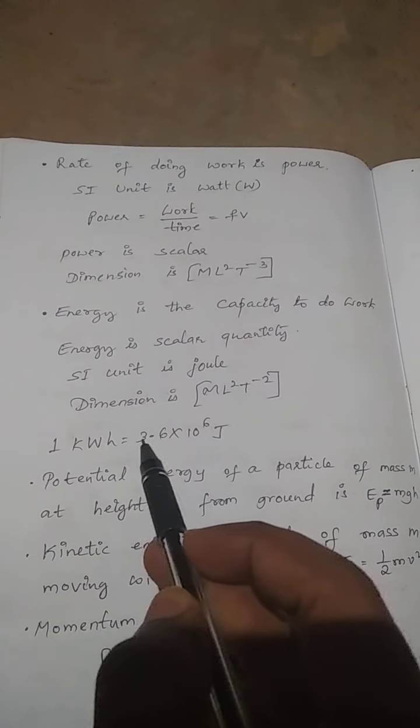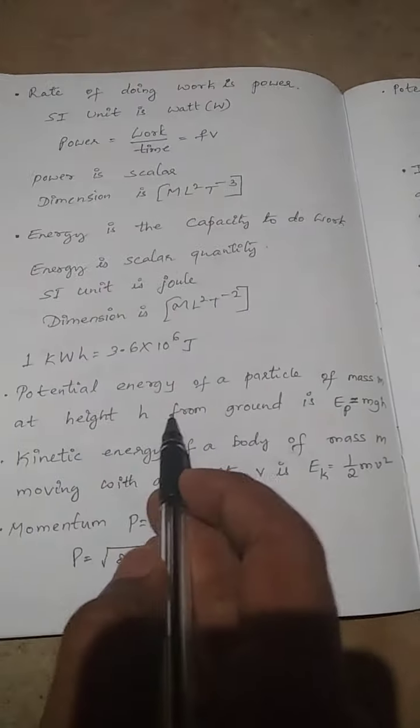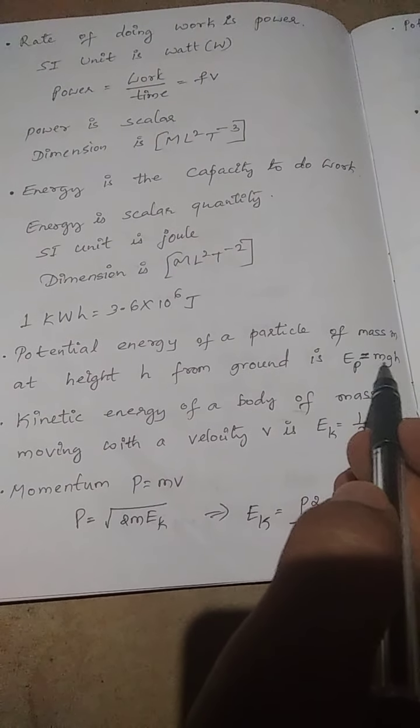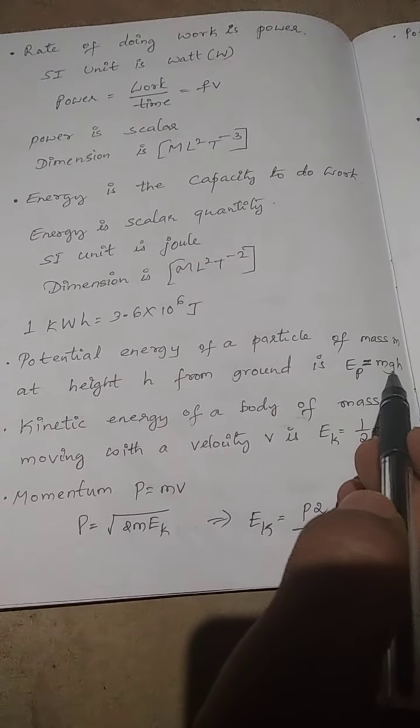So that is important. The relation between kilowatt hour and joule, two units. 1 kilowatt hour equal to 3.6 into 10 to the power 6 joules. Remember this relation. Now, potential energy of a particle of mass m at height h from ground is given by EP equal to mgh. What is m?